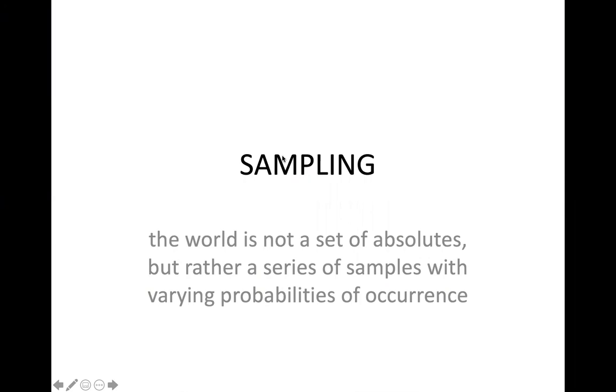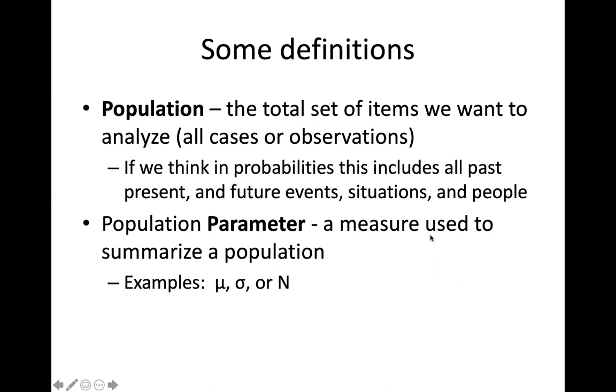But the reason we do sampling is to say, instead of looking at the world as a fixed set of absolutes, we think about the world in terms of a series of samples where we get different pieces of information, and we use those pieces of information to piece together how likely it is that something's happening.